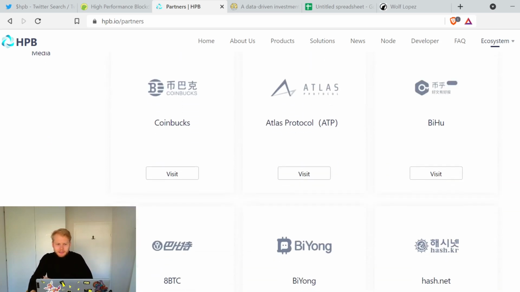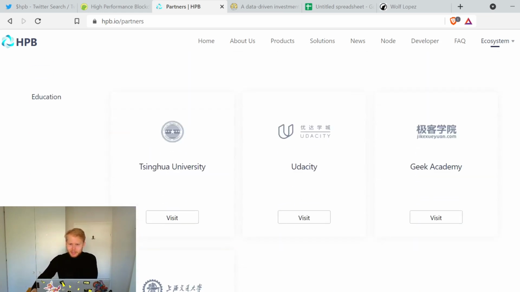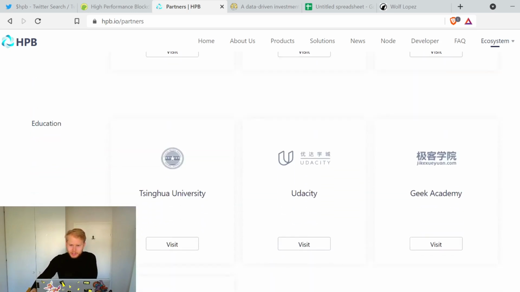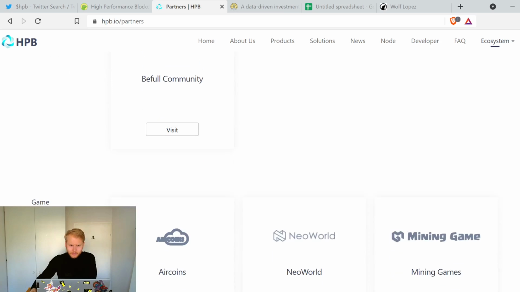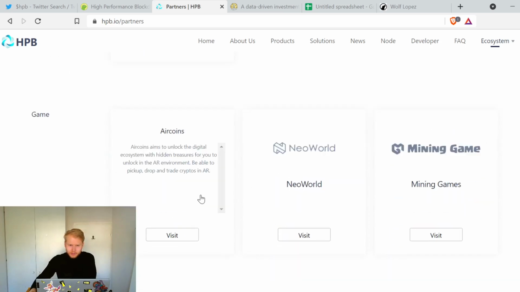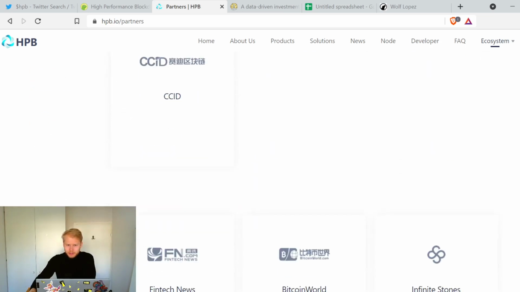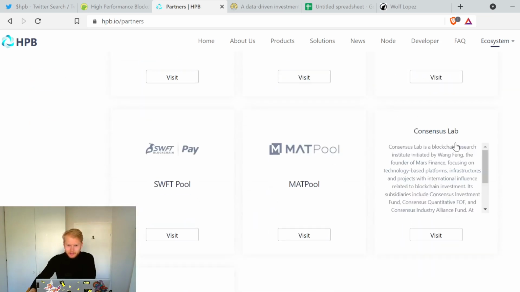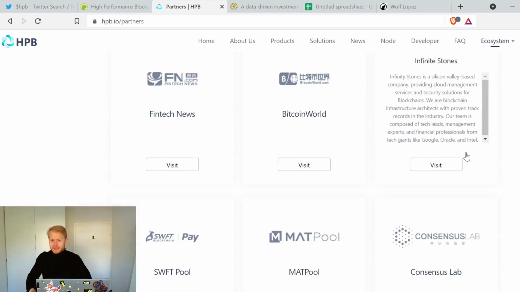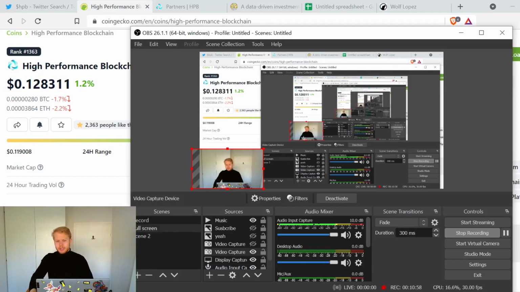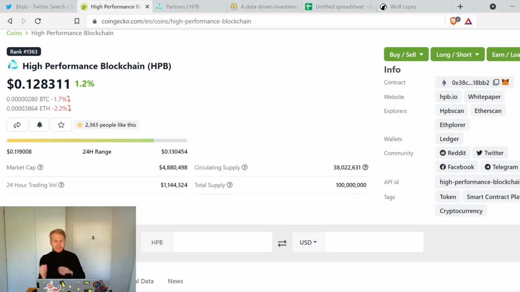They have Chainlink integrated, basically with everything at this point, so it doesn't surprise me. Then community, and there is the education here, universities, Aircoin, New World Mining Games. So they are definitely just everywhere. They have a lot of partnerships. They are being very active this year, so I think this could fly. Now comment down below please if you know more about this project or some hidden stuff that I don't know. I would love to know, you know what I'm saying?